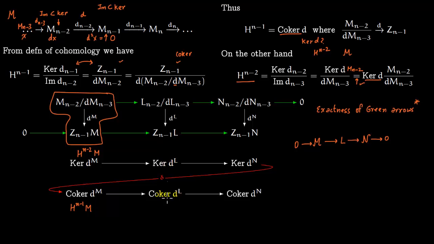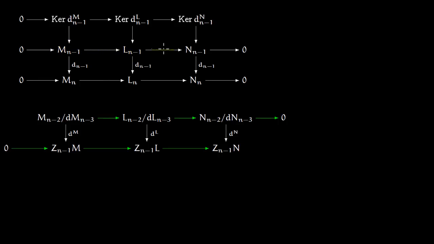Again, this is for the cochain complex L. So you have H_{n-2} of L, H_{n-1} of L, and here you have H_{n-2} of N, H_{n-1} of N. Notice how we are going from n-2 to n-1. So we are increasing the index here in the case of cohomology or cochain complexes. So now we have to just show the exactness of the green arrows. Notice that this is how the short exact sequence of cochain complexes will look.